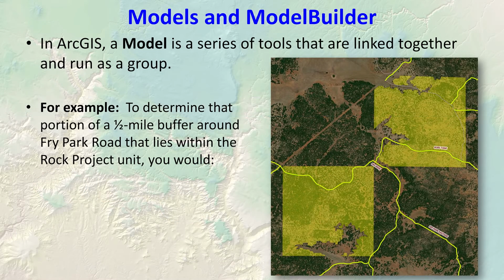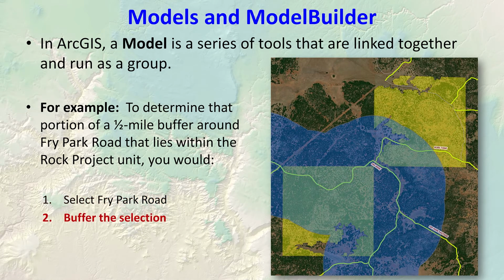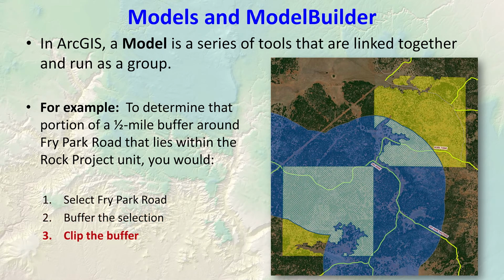Suppose we have a scenario where we have some roads and we have 4 stands that we're responsible for managing. We'd like to designate a half-mile buffer around a specific set of roads, and we only care about the portion of that buffer that exists within our stands. So in this case, we'd have to go through several steps. First, we'd select the roads we want to buffer, and then we would create a buffer around those roads, and finally, we would clip that buffer to our stand polygons.